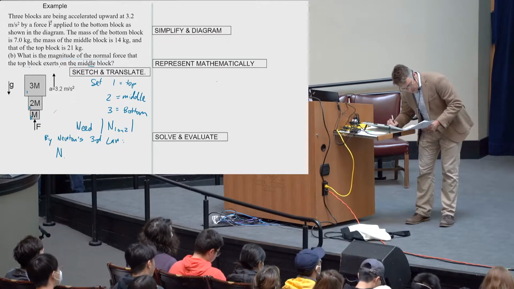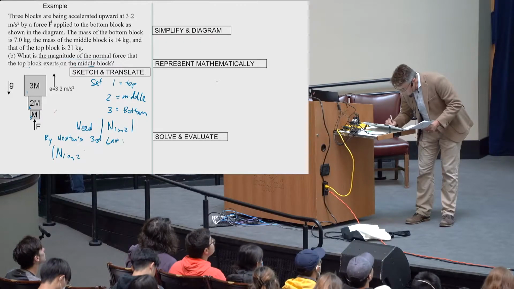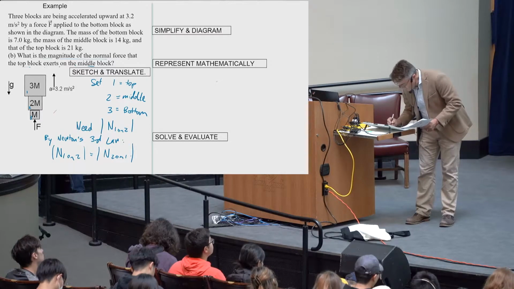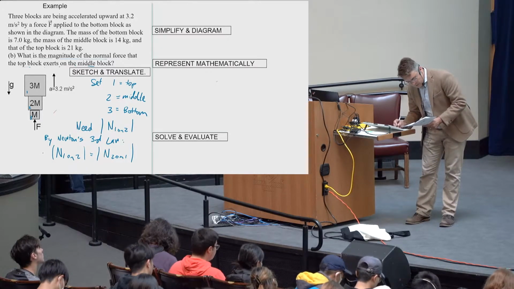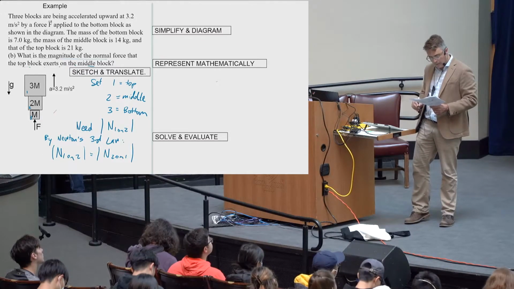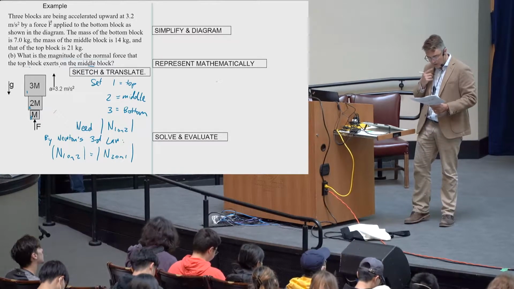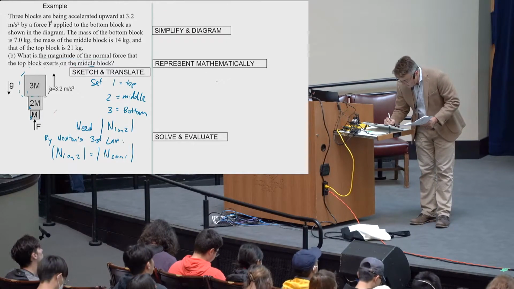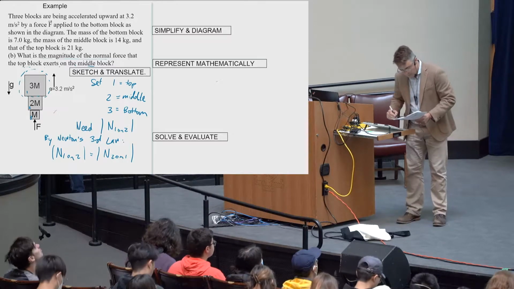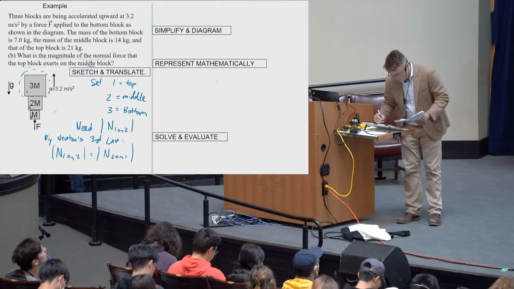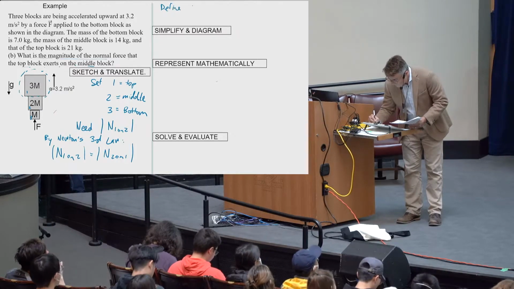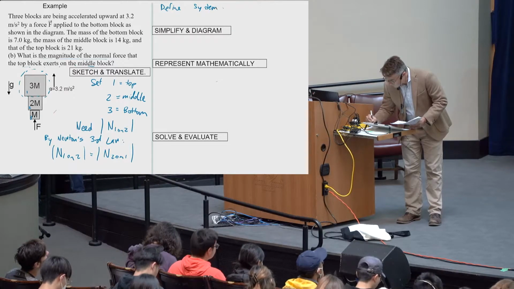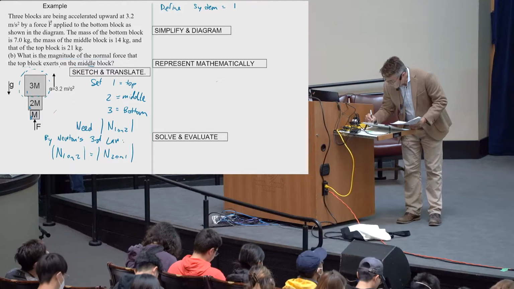The normal force of 1 on 2 equals the normal force of 2 on 1. Okay, so we can find either of these. So what I'm going to do, I think it's just easier to define the system as being the top one and just look at the top one. So define the system as block 1.